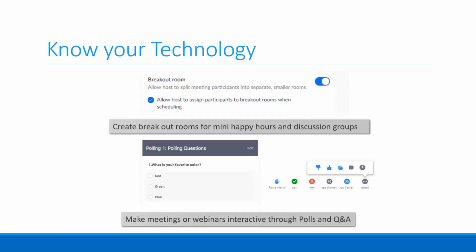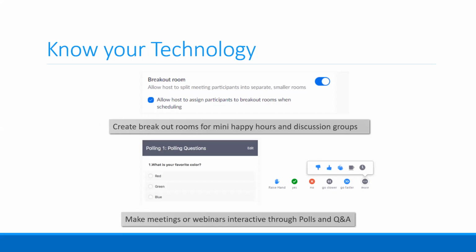That's the same with breakout rooms. You as a leader in Zoom, if you are the host, can break people into different groups. This would separate people into various happy hour groups or discussion groups, depending on what you're looking for. Again, this is all available through Zoom.